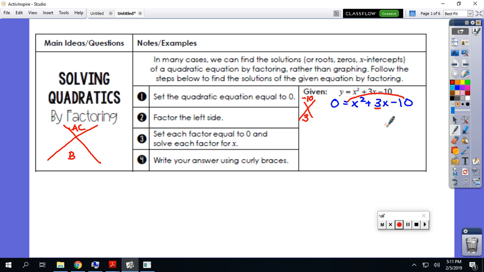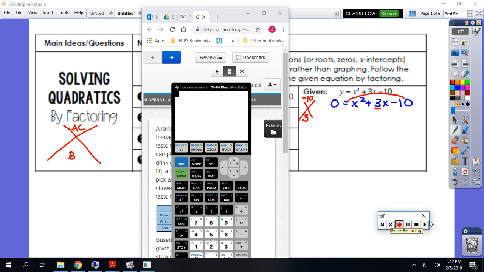So now I'm going to think about what are the factors of negative 10. Now, some teachers went through and showed you how to find your factors in your calculator. So I'm going to pull up a calculator. Give me 1 second. Okay, so I pulled up my calculator.